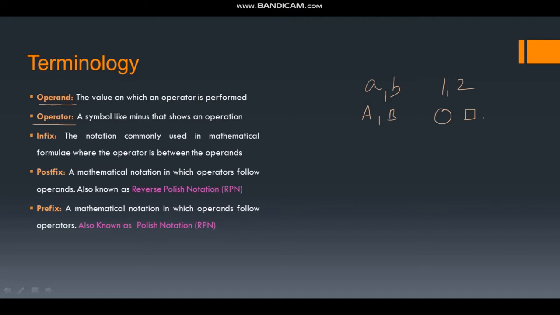For that sake, the operator can be a plus, minus, divide, multiply, any kind of operation that can be performed with the operator. So ideally we can write a plus b or 1 plus 2 or a into b. So this a and b corresponds to the operand, and this plus and multiplication correspond to the operator.